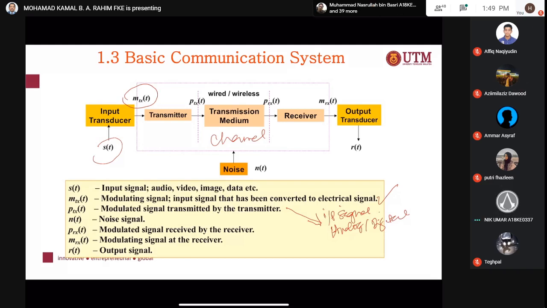Input signal, analog, transmitter. The input signal could be your analog or digital. Can you read that?